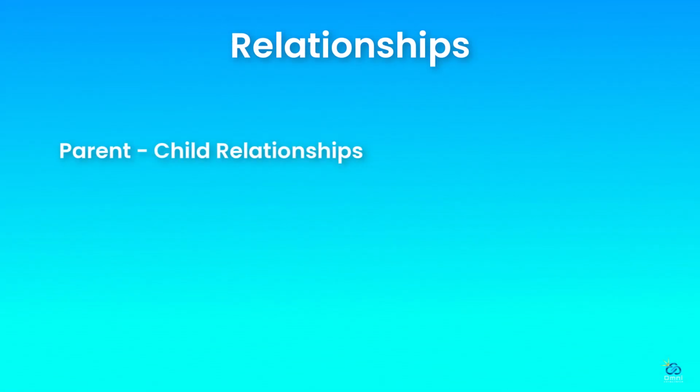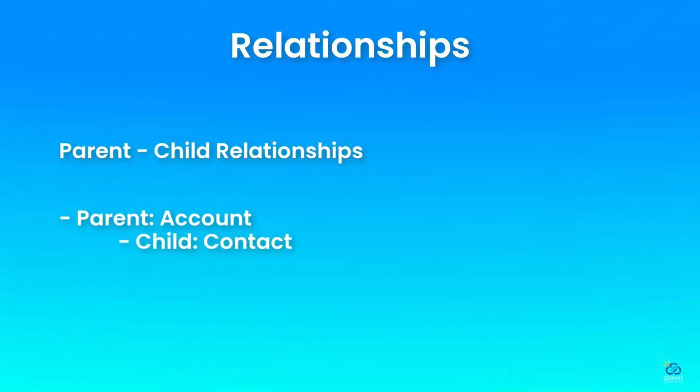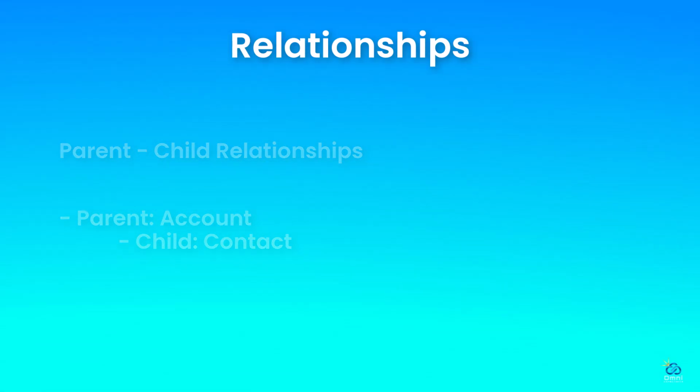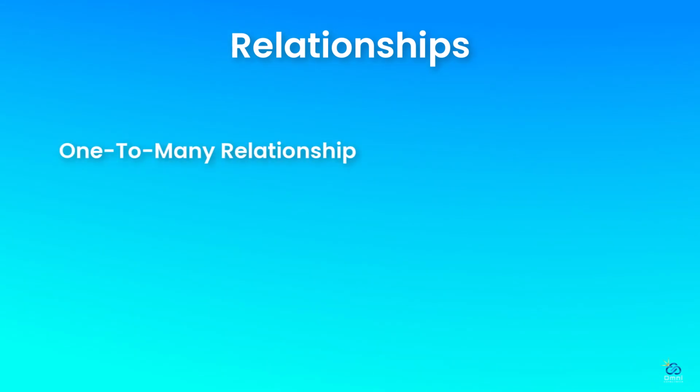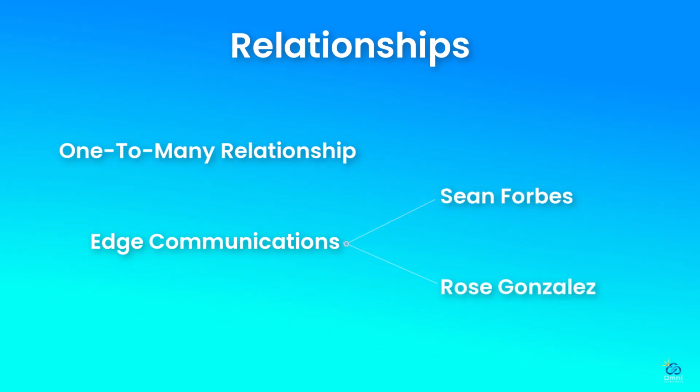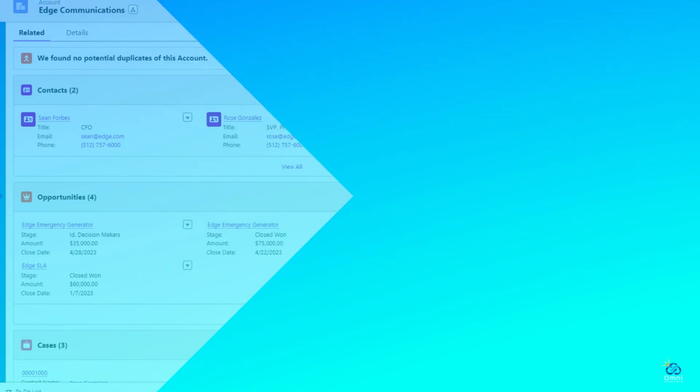These object relationships are known as parent-child relationships, where the account is the parent record and the child is the contact record. This is also known as a one-to-many relationship, where one account can have many contacts tied to it, but each contact can only have one account listed.